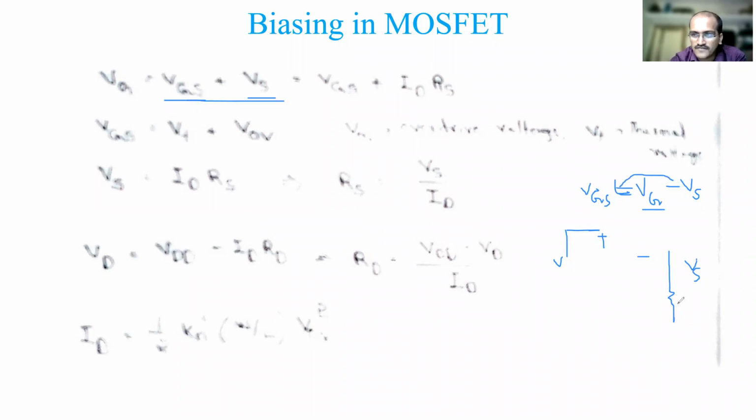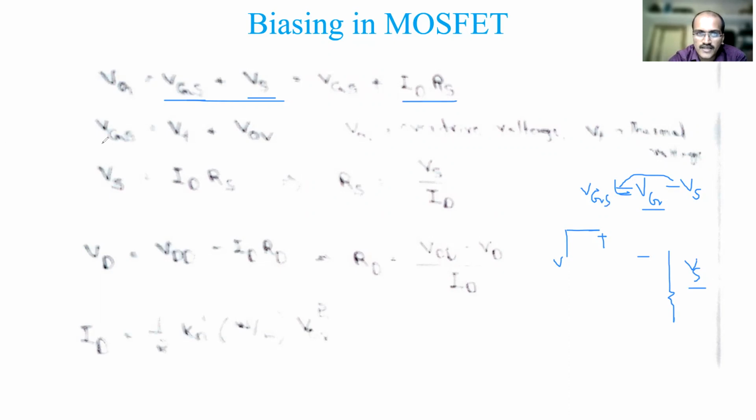Then VS, if a resistor is connected here, from Ohm's law the drain current into that resistance will be the VS value. If it is not connected, VS value is 0, then VG is equal to VGS. Since here resistance is connected, it is ID into RS.